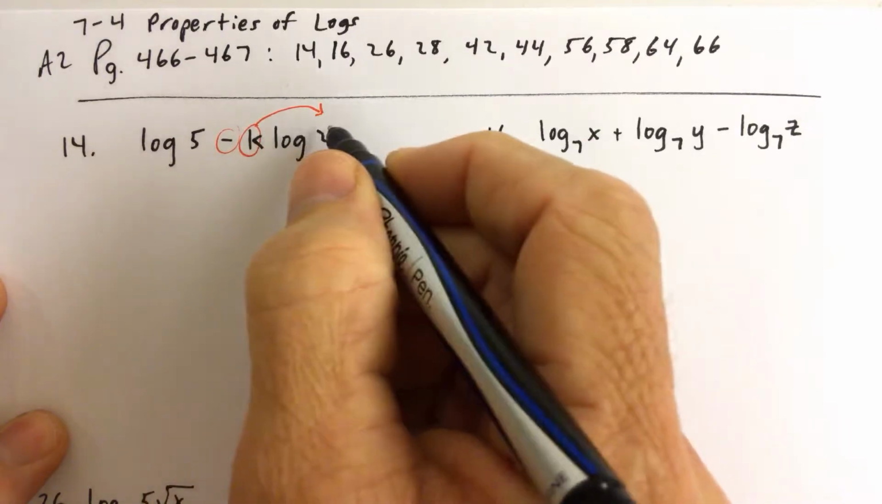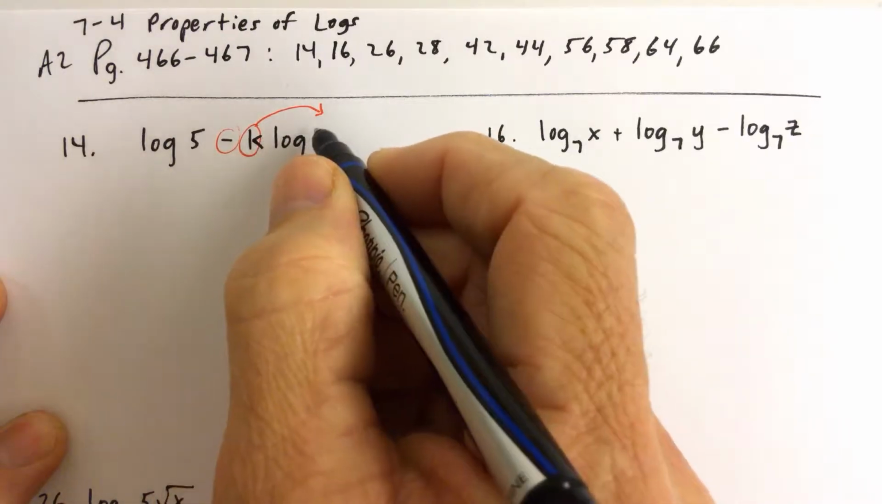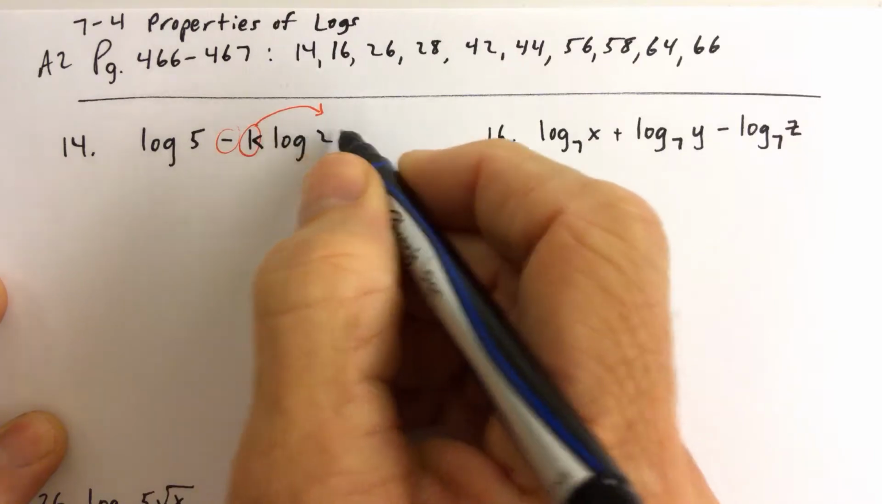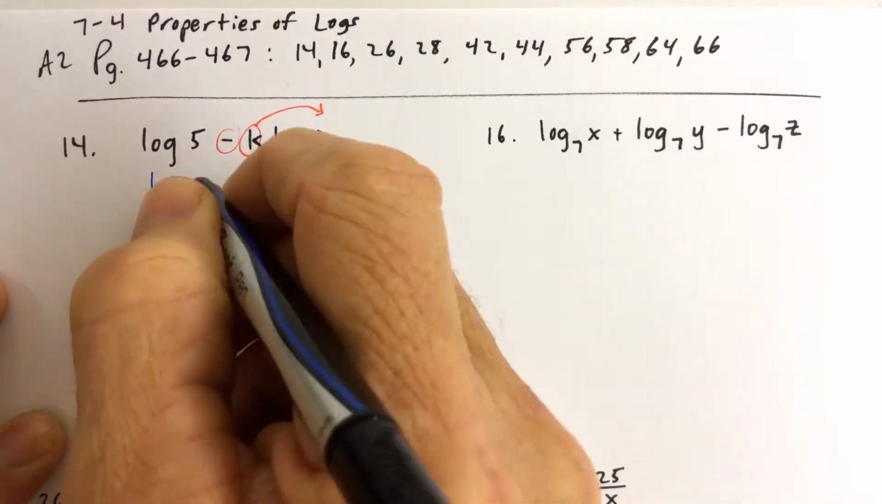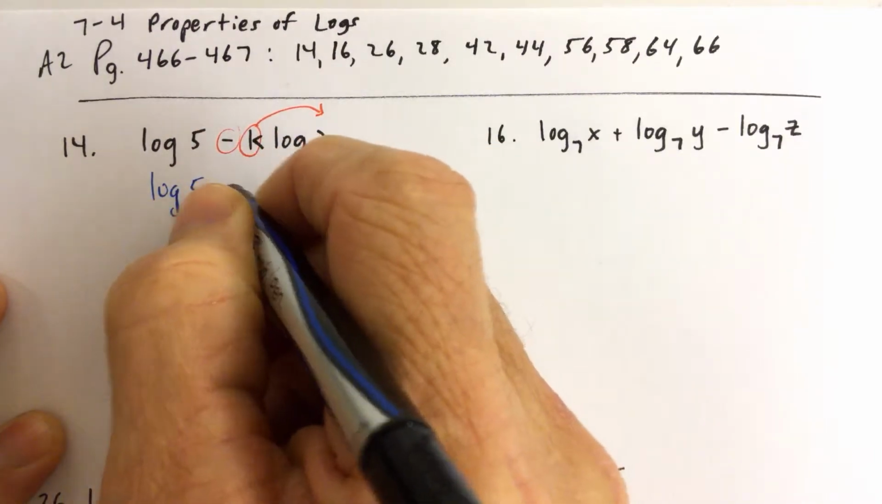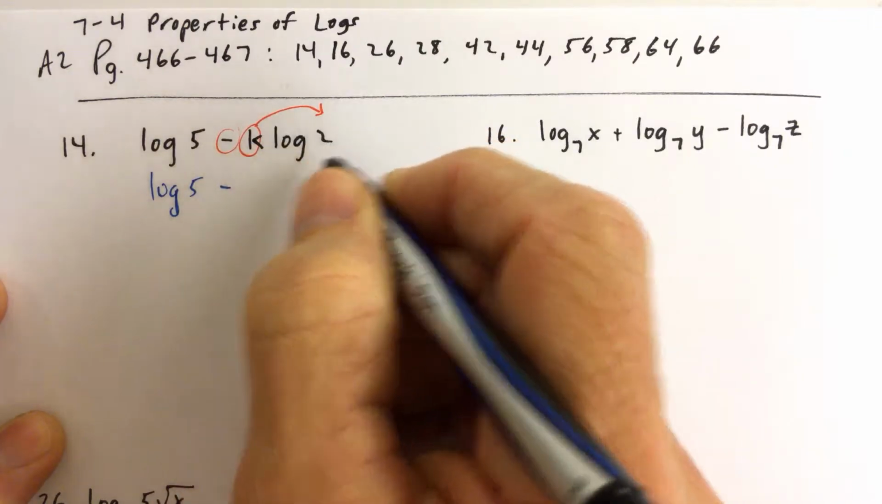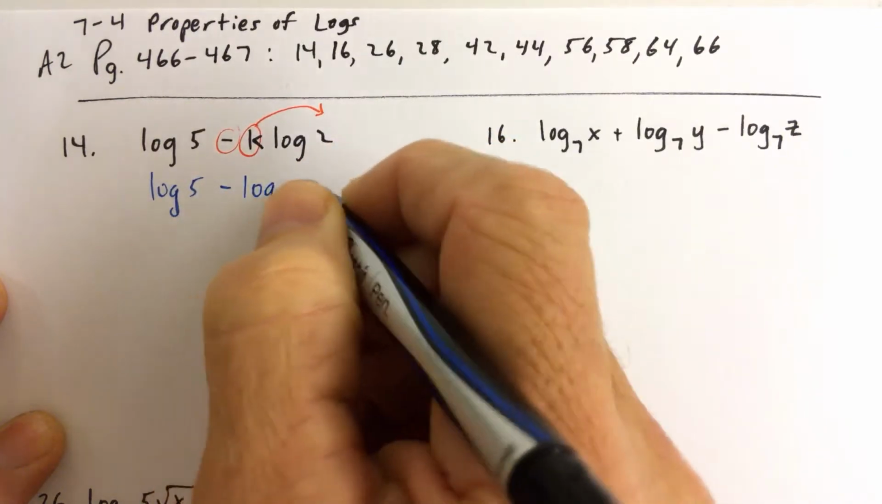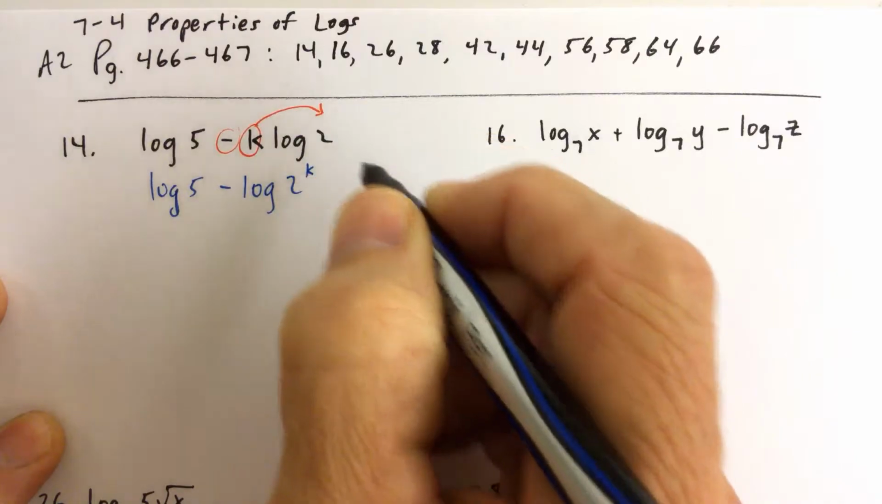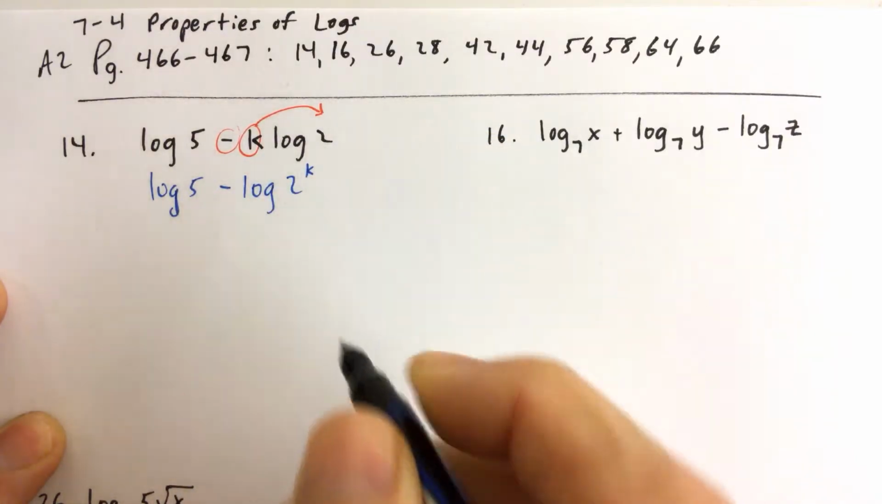So remember, when we have a product, we can rewrite the product as a power. So we keep log of 5 the same, and then k times the log of 2 means we have the log of 2 to the k. We can rewrite it as log of 2 to the k.